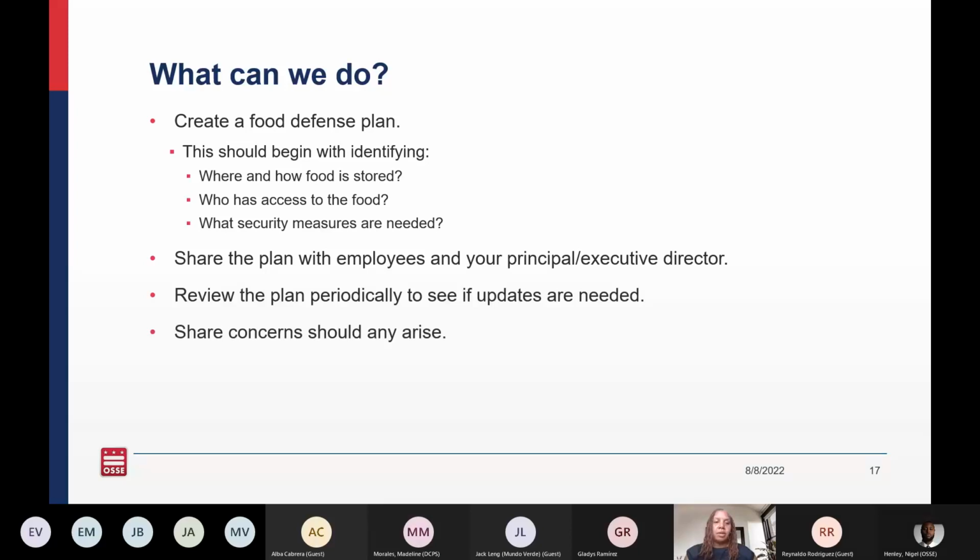And if there are any concerns, again, share this with your school food community. If a breach of the security for keeping food safe has occurred, you want to make sure that all folks are aware and how they can make sure that they do their part to ensure that school food is safe for students to consume.